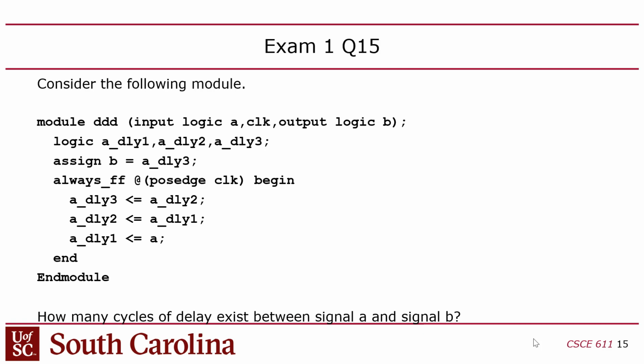Consider the following module. How many cycles of delay exist between signal A and signal B? I think this one is A, it takes 1 cycle to make it to delay 1, another cycle to make it to delay 2, another cycle to make it to delay 3. So 3, right? And then B is combinational. A delay 3 goes right into B, right? So in this case, B is going to change at the same time as A delay 3. So A delay 3 and B are going to behave the same here. So it's a 3-cycle delay.